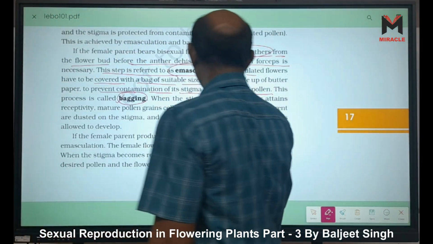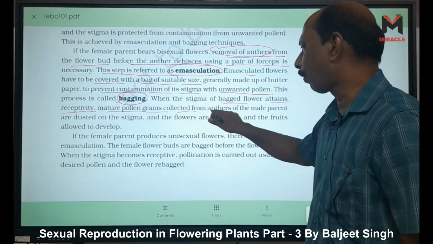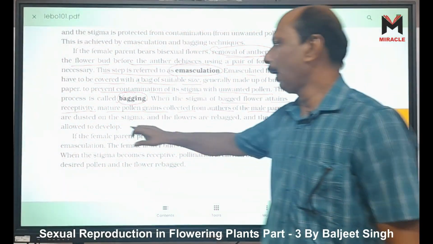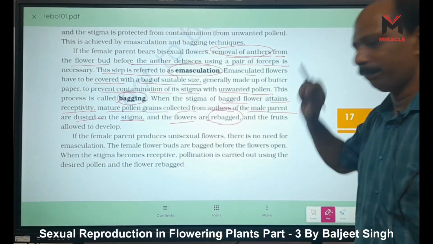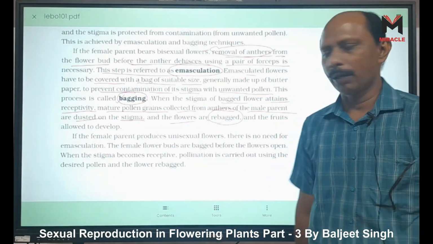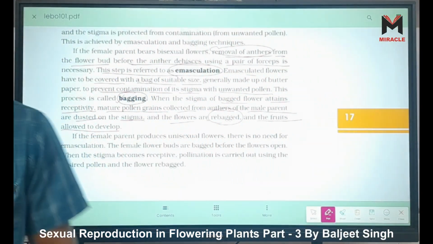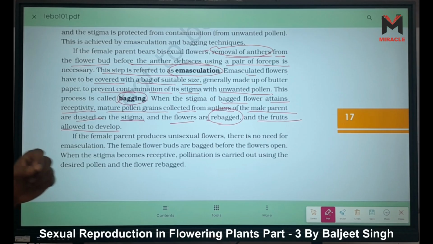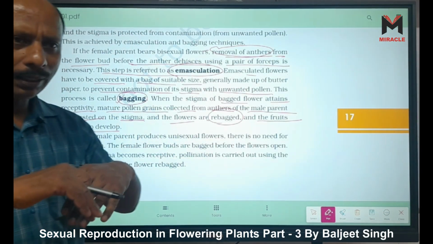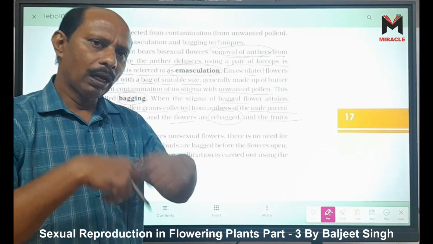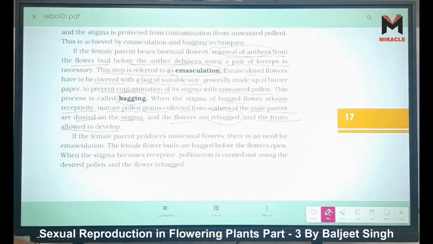When the stigma of the bagged flower attains receptivity, mature pollen grains collected from the anthers of the male parent are dusted on the stigma and the flowers are re-bagged. Once more we have to bag them, right? And the fruit is allowed to develop, right? Means now this stigma contains only the desired pollen, right? Before bagging, then after the pollination, we have to re-bag the female flower.